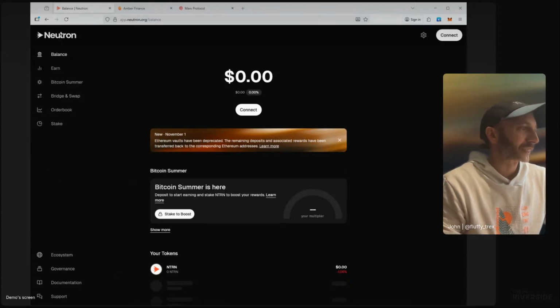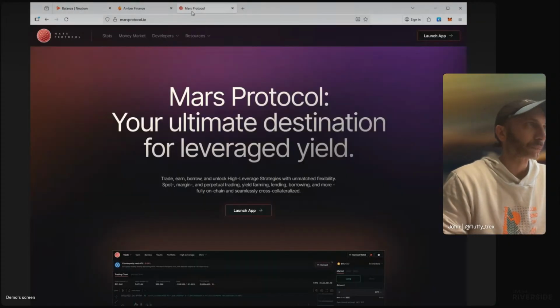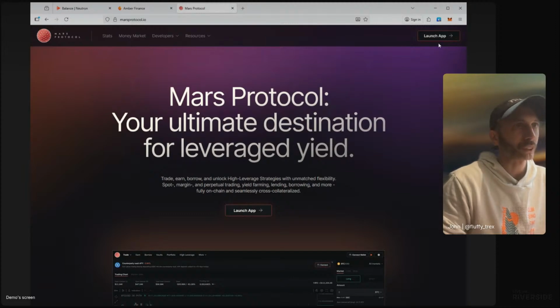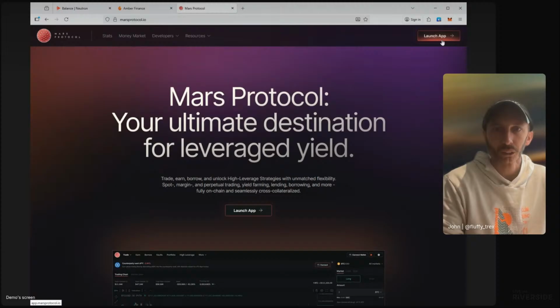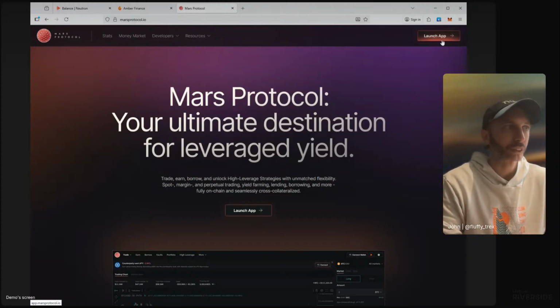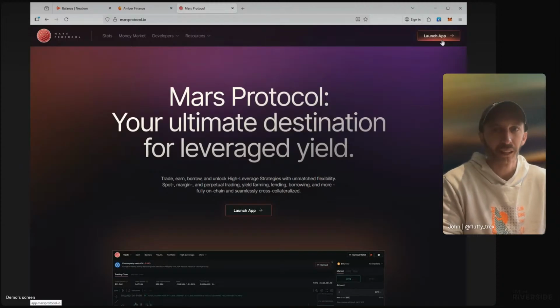Okay, let's go to Mars and check out how to do this strategy. So here's the Mars Protocol. It's on Neutron, which is an L1 blockchain. Currently, it has a big campaign going on for Bitcoin finance. That's a big focus of Neutron right now, turning BTC into a productive on-chain asset again.